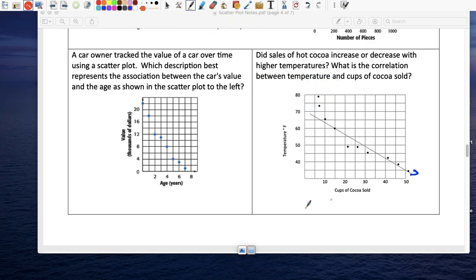So what's the relationship? Well, with higher temperatures, sales decreased. Okay. So the hotter it was, the sales decreased.